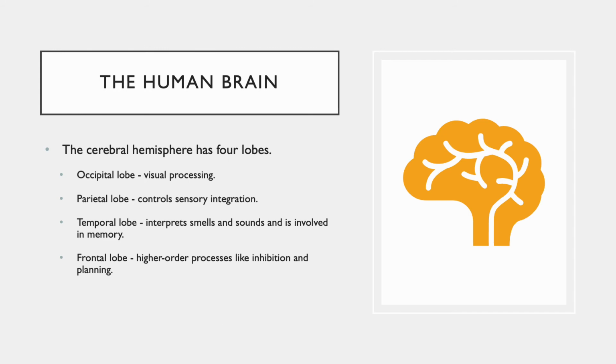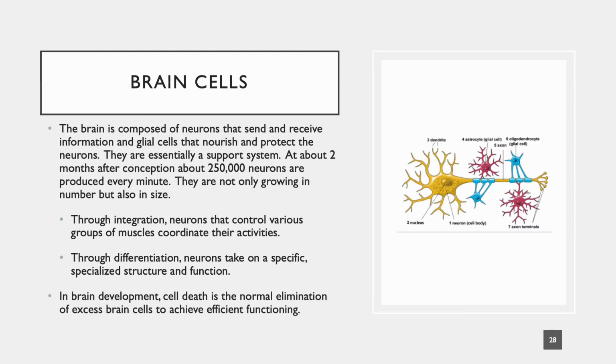The human brain is divided into 4 lobes. The occipital lobe, which is related to visual processing, the parietal lobe, which controls sensory integration, the temporal lobe, which interprets smells and sounds and is involved in memory, and the frontal lobe, which does higher order processing like inhibition and planning. Again, please read your textbook carefully. This is important information for you to learn, as you will be expected to know it in future classes.